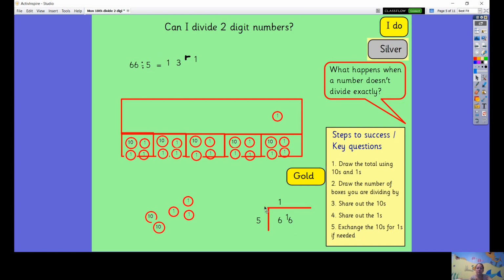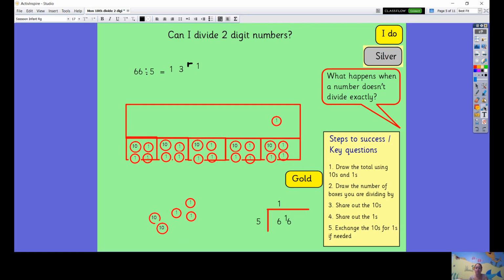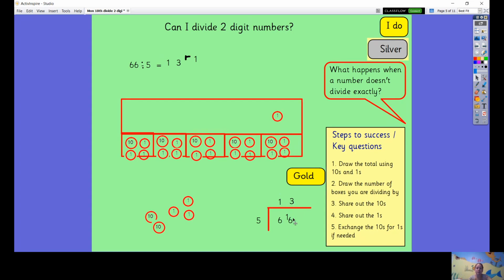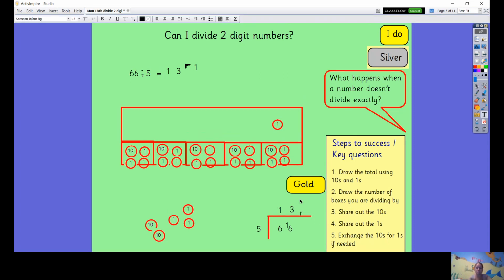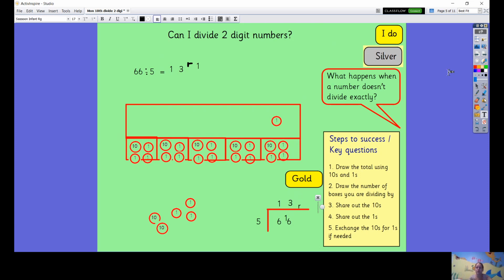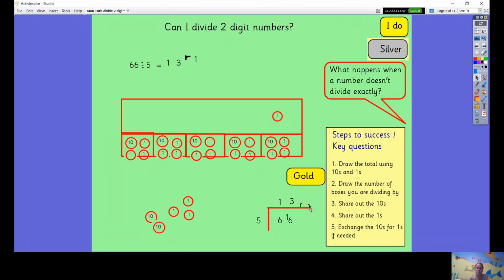Okay, then I need to say how many 5s go into 16. So I can count in 5s, 5, 10, 15. So I know that there are 3 groups of 5 in 15. But again, I'm not finished, am I? Because I've only got up to 15. I've only used 15 of these in my 3 groups of 5, and I've got 1 left over to make it up to 16. So it'd be a little r, and then 1 left over. Okay, so it's exactly the same as the one up here. I've got 13, and that remainder 1 usually comes off the end like that.